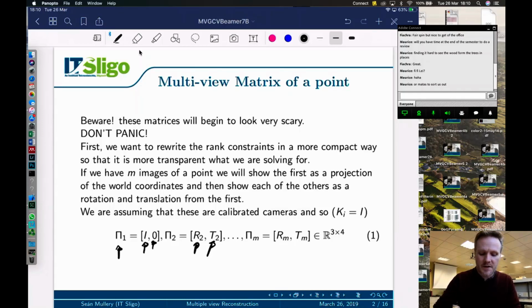Okay, so it's not so much that we rotate from the first camera to the second and then from the second to the third and so on. Everything's done back to the first camera. And each of these is a 3x4 matrix. So we're also, of course, making the usual simplifying assumptions. We're assuming that these are calibrated cameras, and so Ki equals the identity matrix for those.